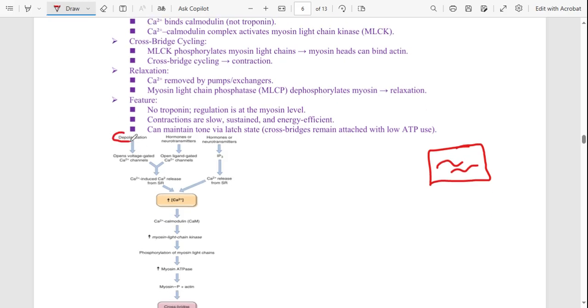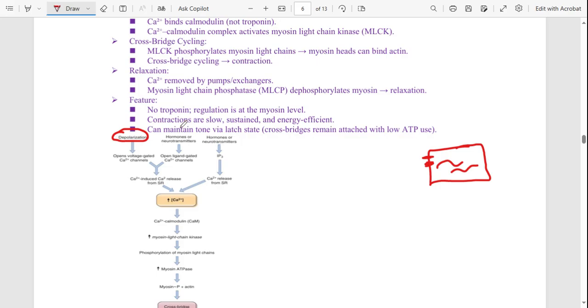It can be from a depolarization. So depolarization is going to come in, and then that depolarization is going to open the calcium channels here. Okay. And these are voltage gated. When there's a change in voltage, the calcium gets to enter the cell.